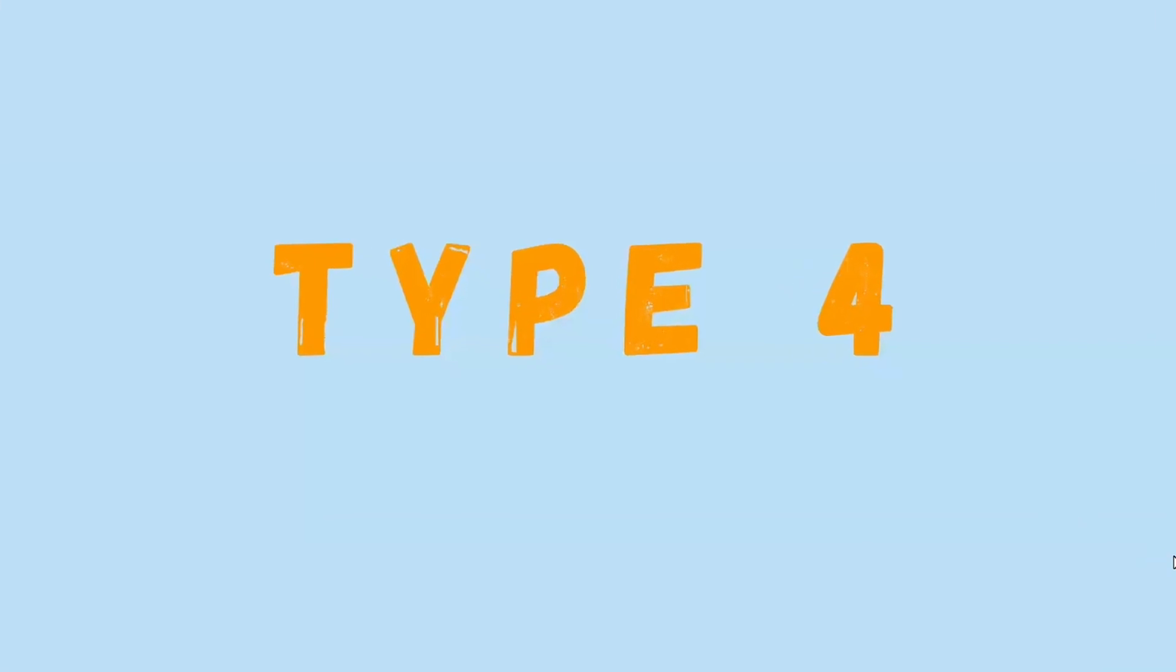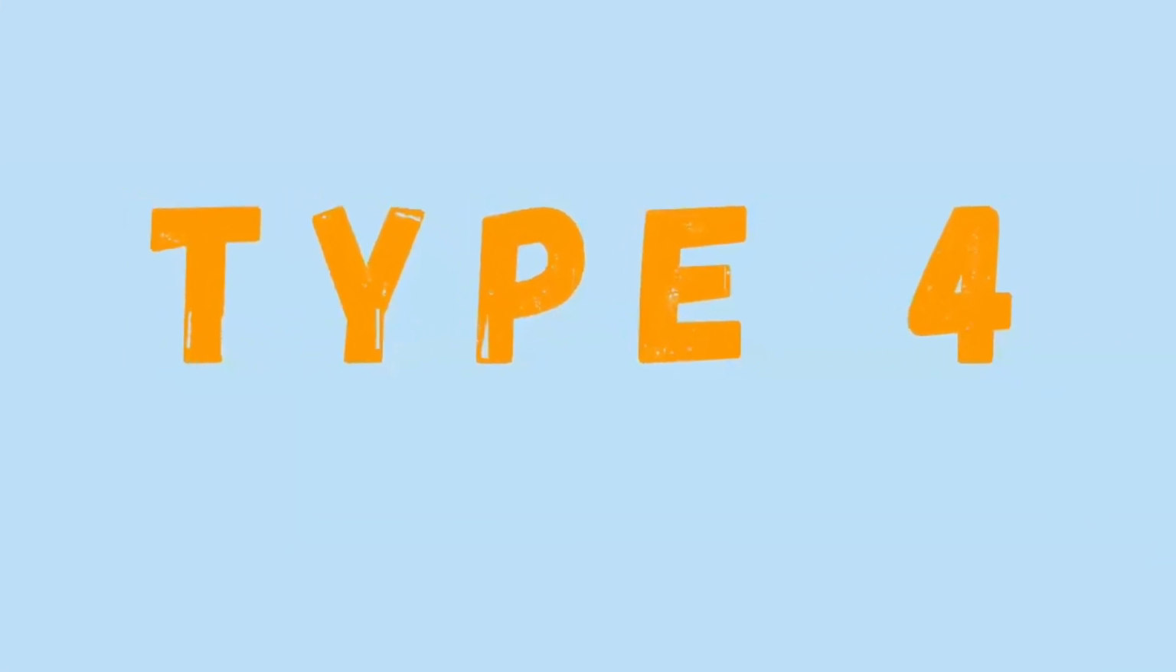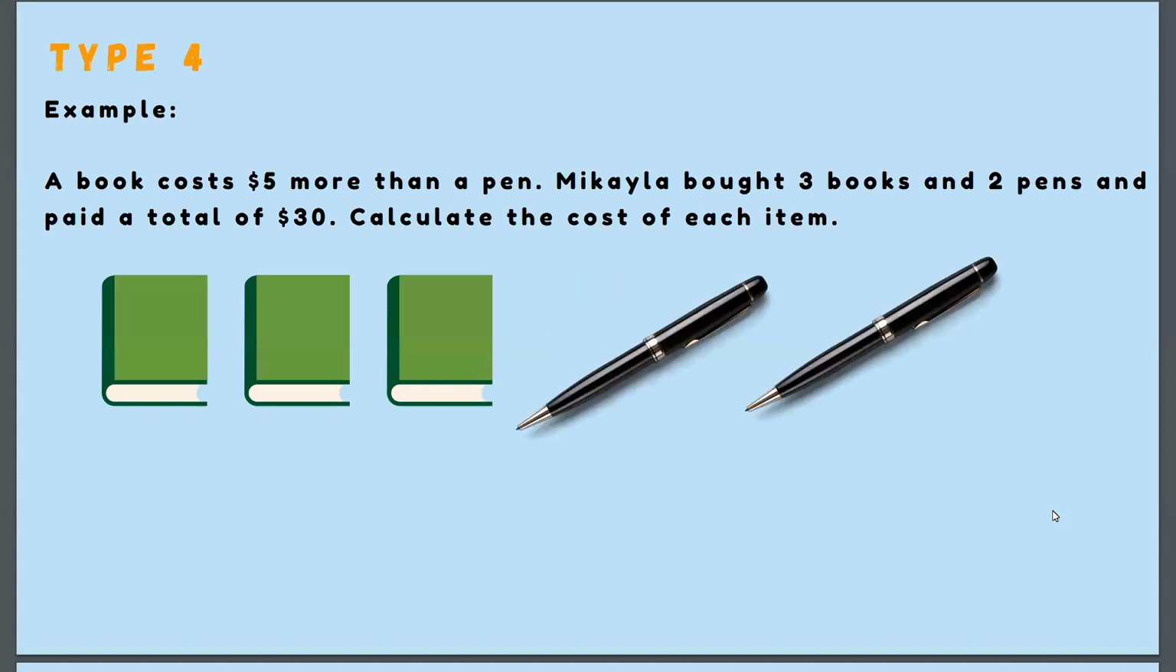Let's move on to the 4th type of unequal sharing. Of course, there's more, but let's look at 4 types for today. So here is our example. A book costs $5 more than a pen. Michaela bought 3 books and 2 pens and paid a total of $30. Calculate the cost of each item. Underline important words and details.